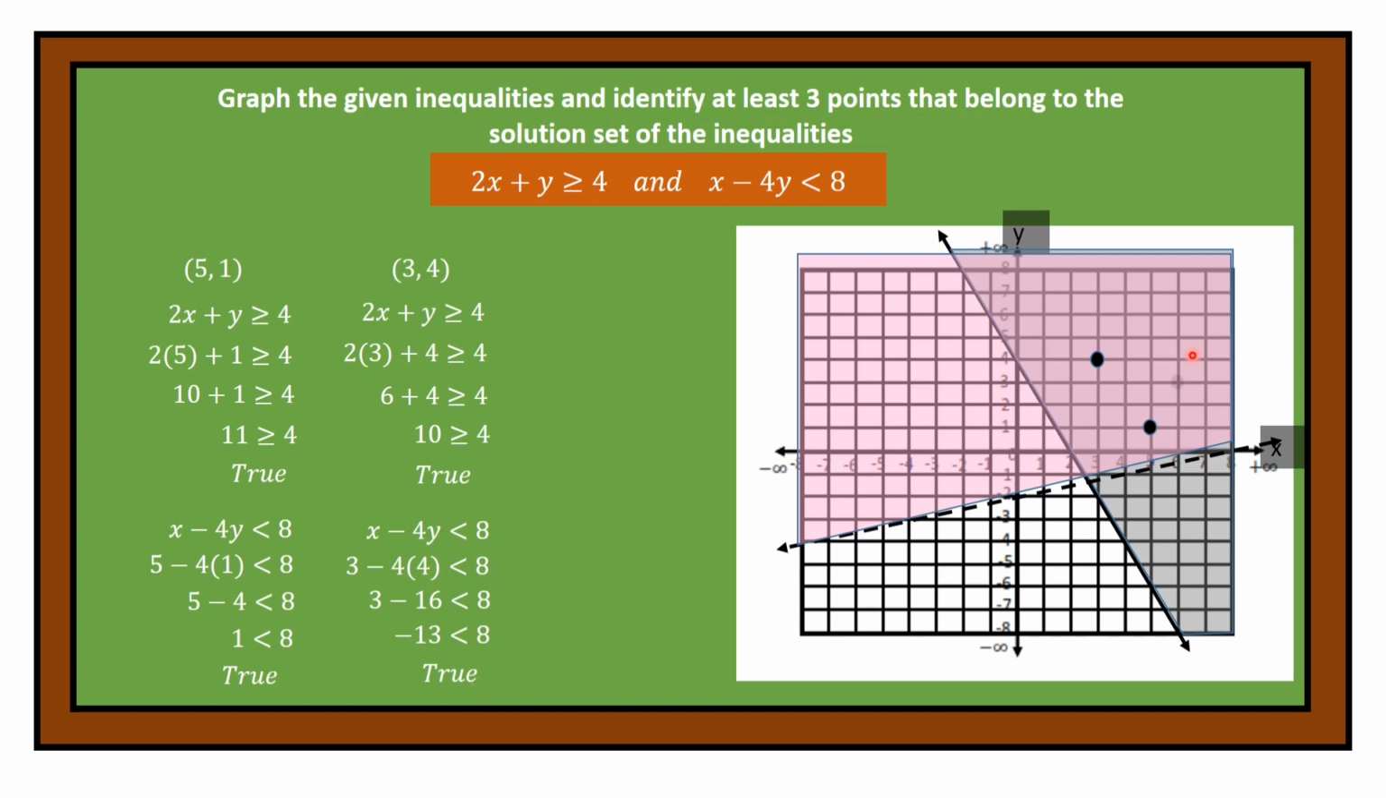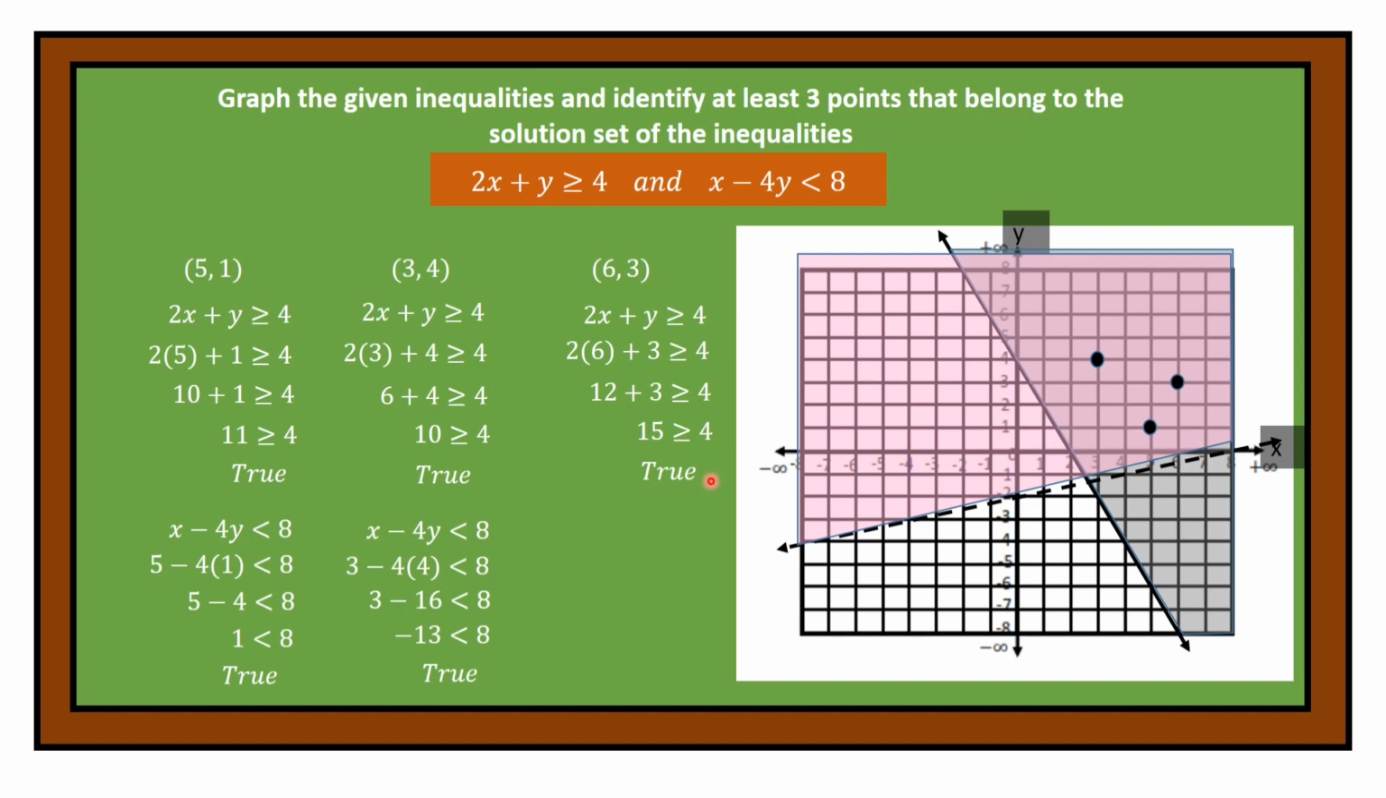Okay, last point. So, we have here 6, positive 3. So, 6, positive 3 is substitute sa ating linear inequality na 2x plus y is greater than or equal to 4. So, 6 para sa value ng x at 3 naman para sa y. So, we have here 2 times 6 plus 3 is greater than or equal to 4. 2 times 6 is equal to 12. And 12 plus 3 is equal to 15. So 15 is greater than or equal to 4.